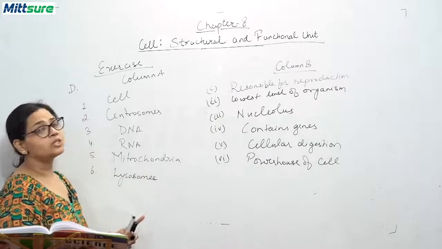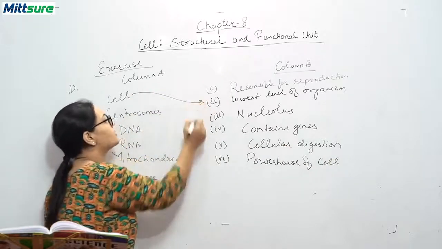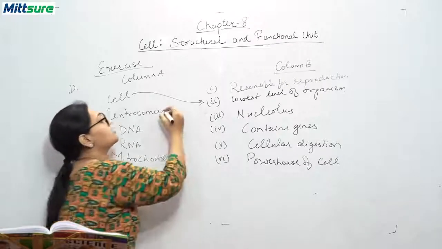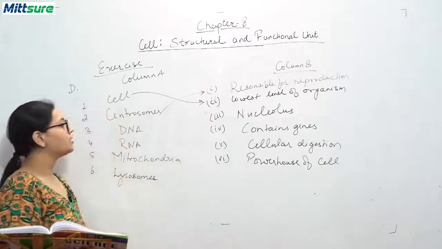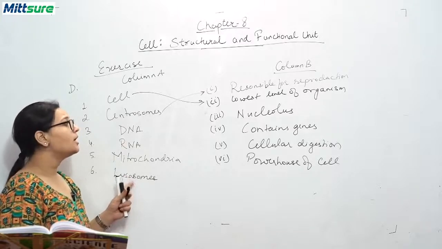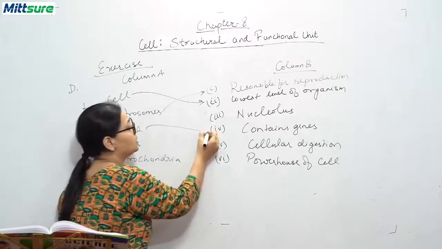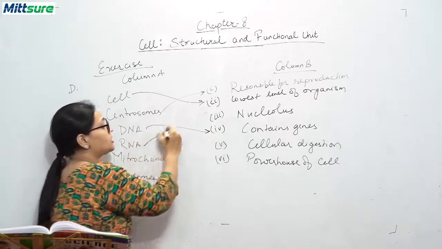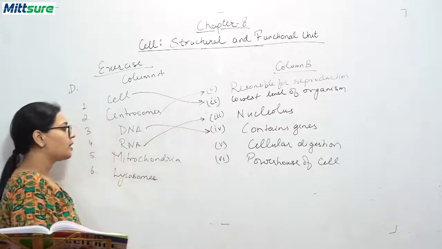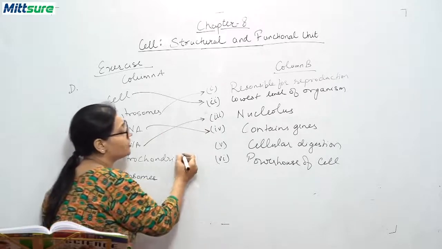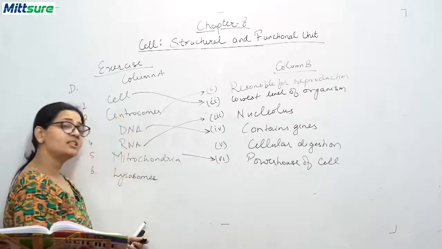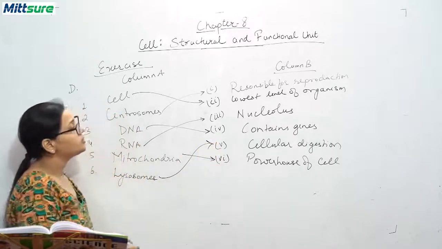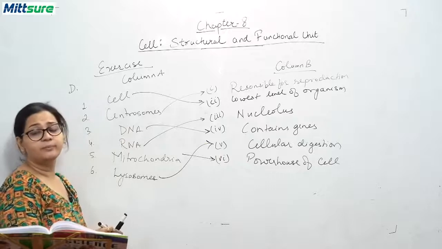Now cell is the lowest level of organism, and centrosomes are responsible for reproduction in animal cells. So this is our option. Now we will come with DNA. DNA contains gene, and this RNA is present in nucleolus. Okay. Now mitochondria is the powerhouse of the cell, and this lysosomes helps in the cellular digestion. Okay, so this is match the column A with column B.